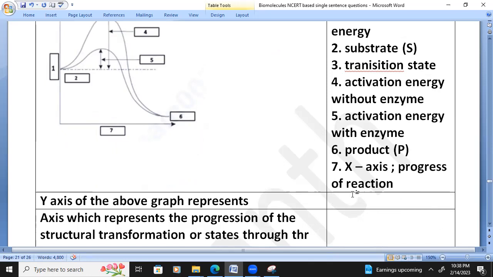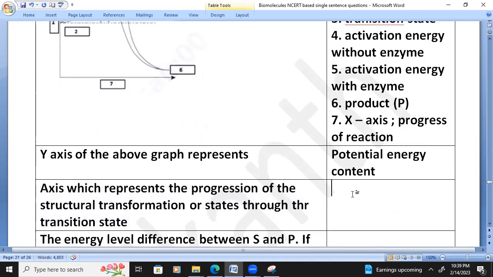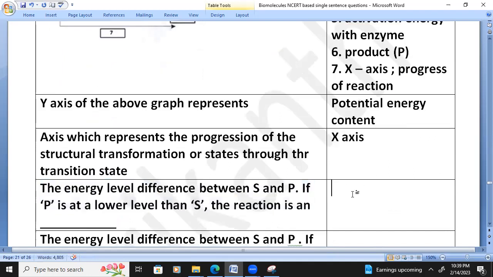The y-axis of the above graph represents potential energy content. The axis which represents the progression of the structural transformation of states through the transition state is the x-axis. Consider the energy level difference between S and P. If P is at a lower level than S, the reaction is an exothermic reaction.